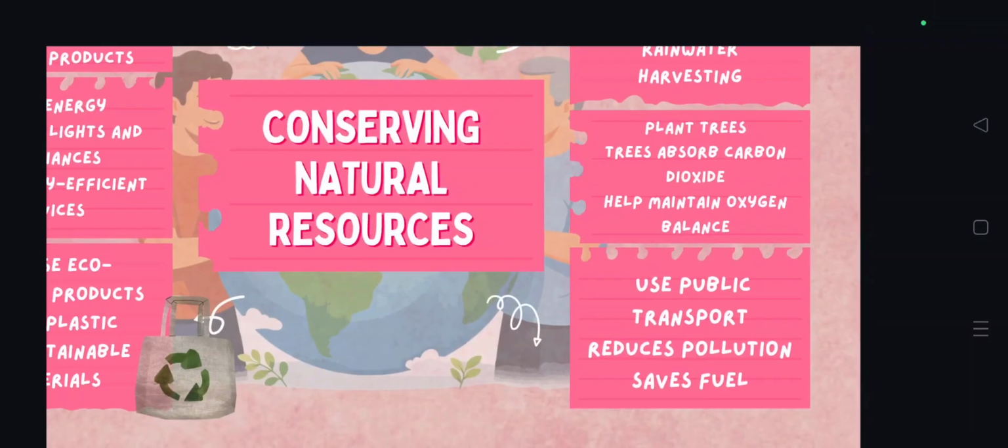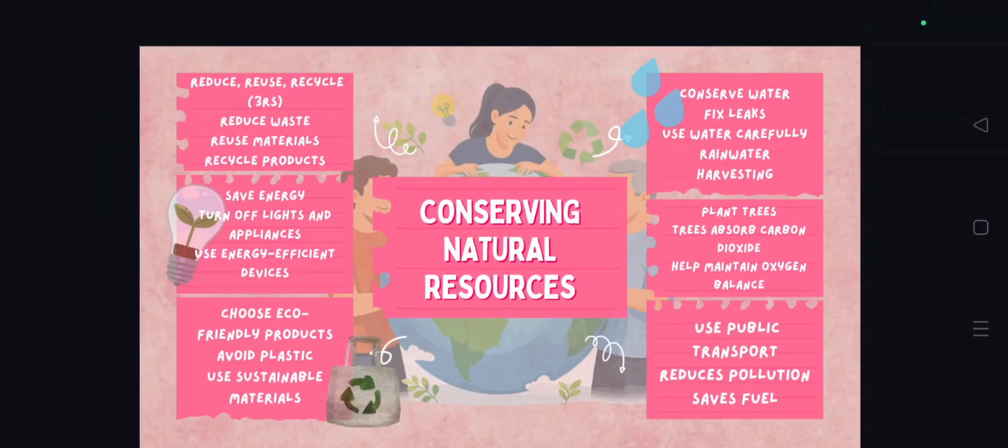So planting trees can help us conserve resources. Using public transport reduces pollution and saves fuel. So these are some things we can do to conserve natural resources. So natural resources are essential.